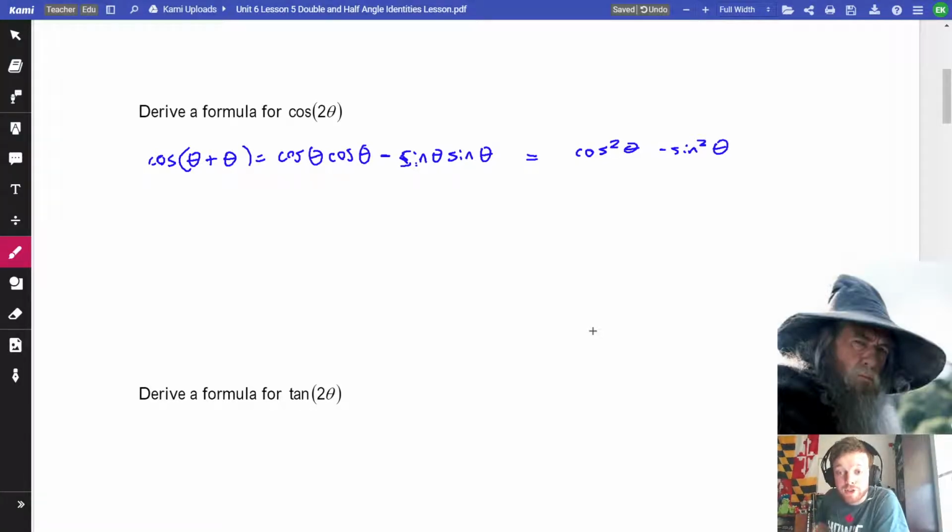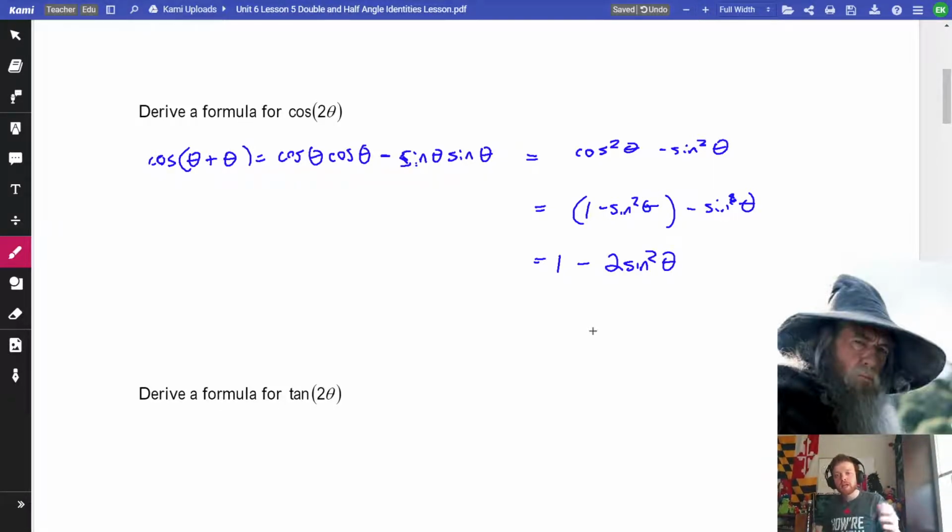Now, that should just ignite sparks in your brain. Cosine squared, sine squared. We can go further. Think about how you can simplify our cosine double angle formula. Cosine squared theta is equal to 1 minus sine squared theta. That's a Pythagorean identity. And with that said, we have 1 minus sine squared theta minus sine squared theta. That's 1 minus 2 sine squared theta. Cosine 2 theta is equal to 1 minus 2 sine squared theta.